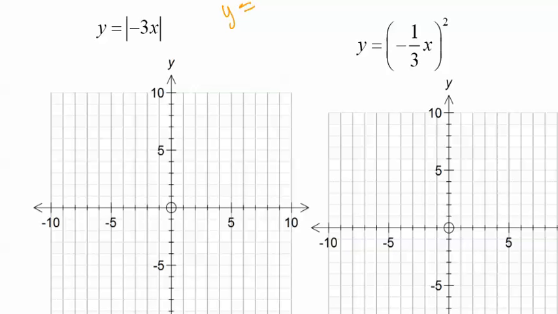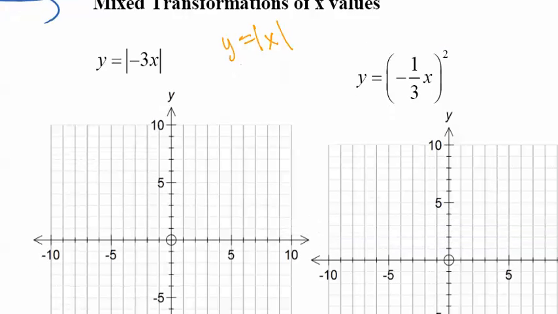Well, if the absolute value function is y equals the absolute value of x, oh, what happened here? Let me scroll up some. Okay, so if the function is y equals the absolute value of x, then we know that this negative and this 3 are not supposed to be in the parent function. So these two values are going to do something.